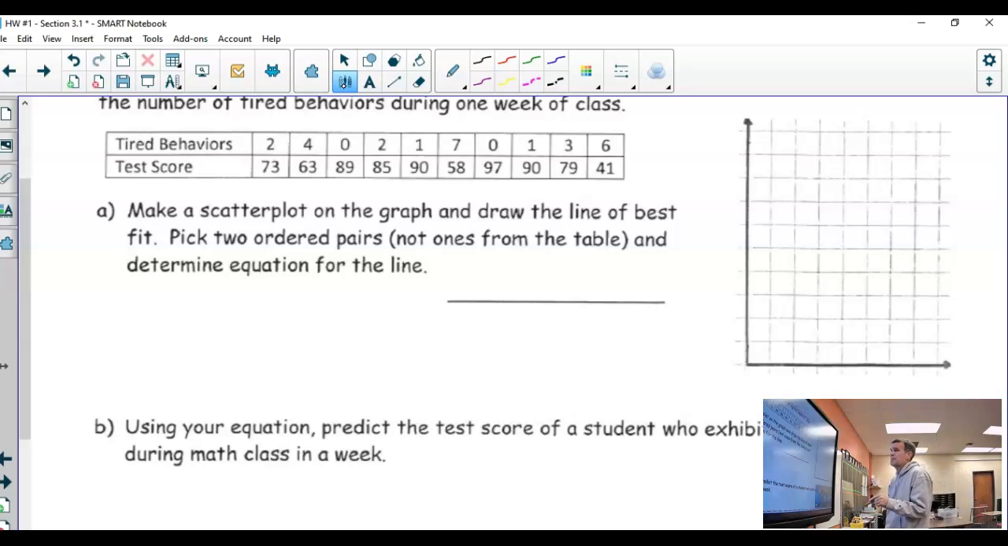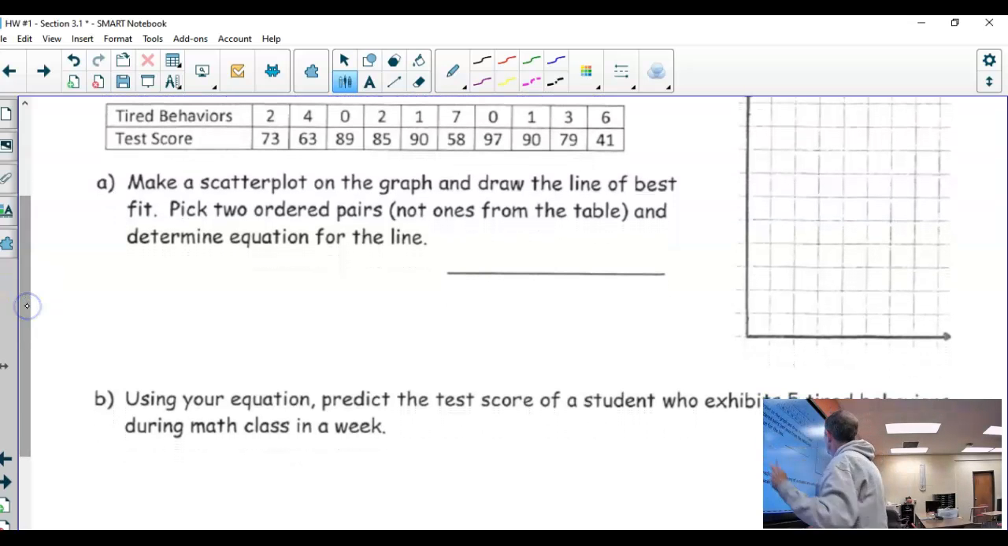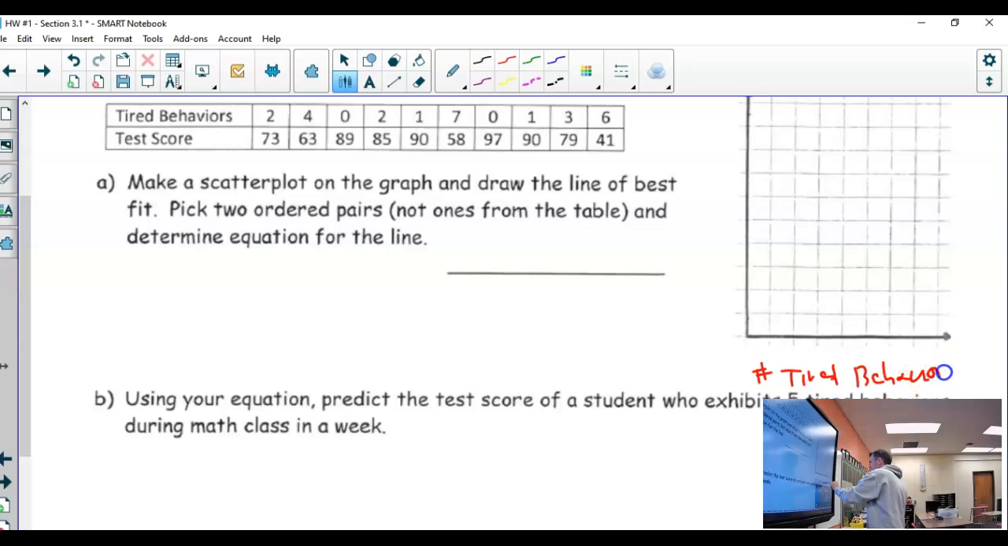This is what you should do. Here on the x-axis, trying to move this up so I can get to it, we are going to list the number of tired behaviors. That's my x value. My y value is my test score. Here, test score. I'm trying to write sideways. I'm doing okay. All right, and we're going to number these.